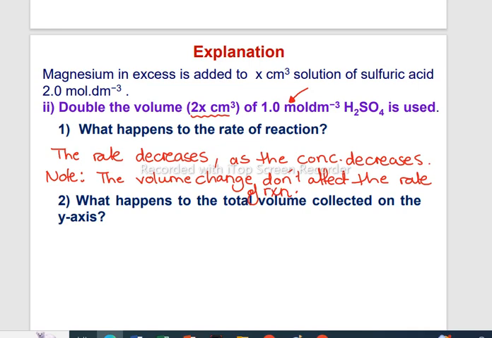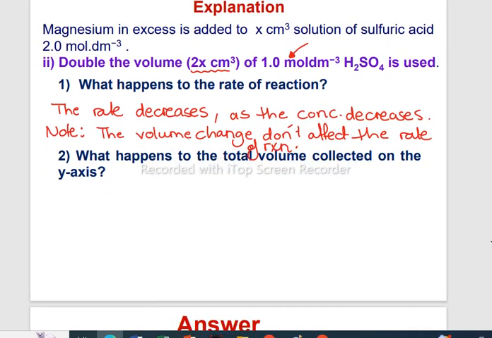We have actually one situation where the volume would affect this. This is in the case of chemical reactions which involve gases. If there is a gas, the volume change will affect the pressure. So in some way the rate of chemical reaction will be affected. But if I'm talking about aqueous solutions, no matter what volume change takes place, it will not affect your rate. It's the concentration actually.